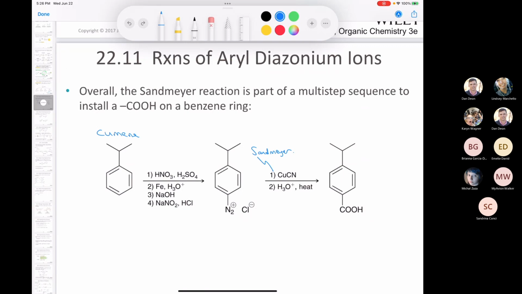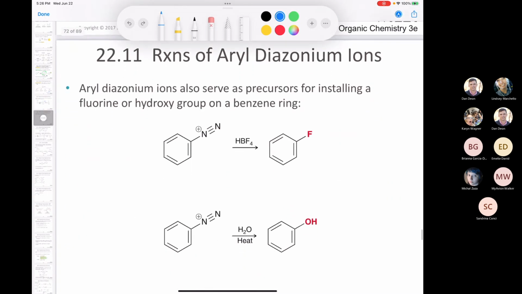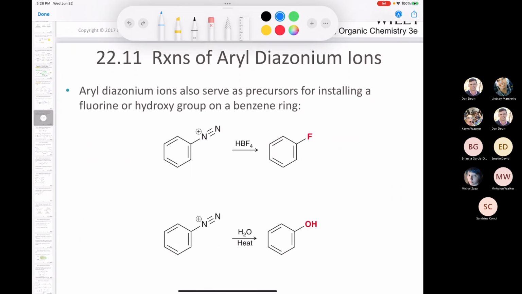Now there are some other neat reactions I'm going to show you with aryl diazonium ions. This one here is called the Schiemann reaction, the installation of the fluorine. Where you take the aryl diazonium and you treat it with fluoroboric acid, and that can give you an aryl fluoride. So that's not considered a Sandmeyer reaction. It's something different with fluoroboric acid.